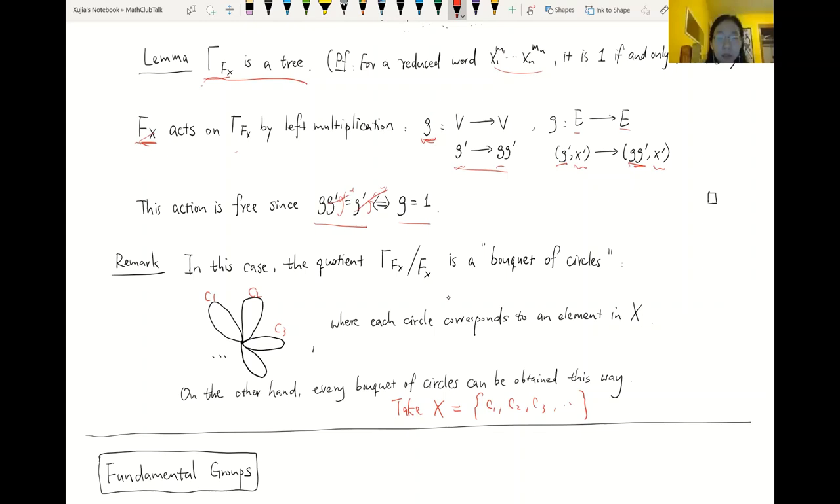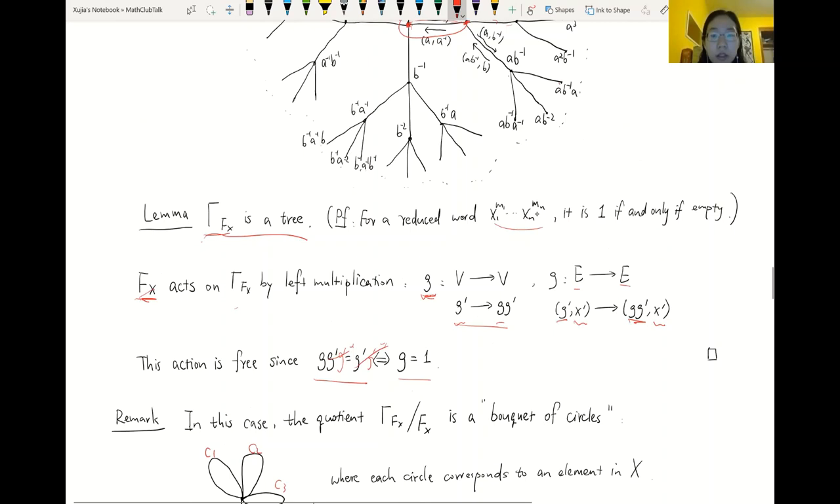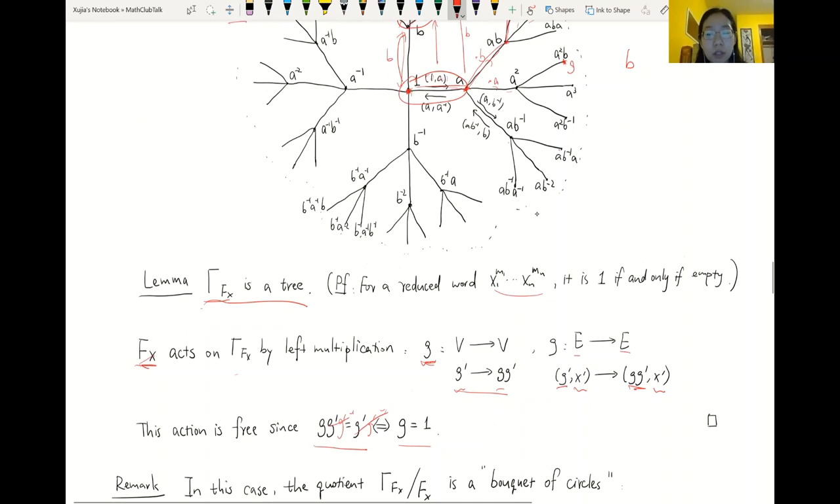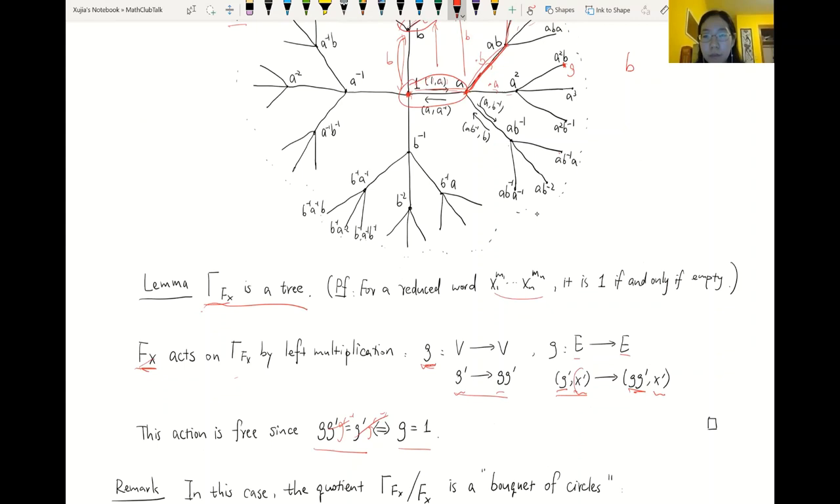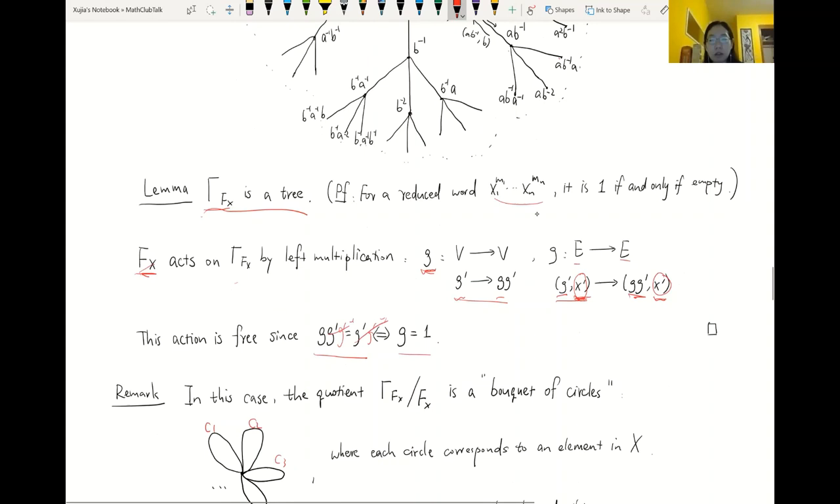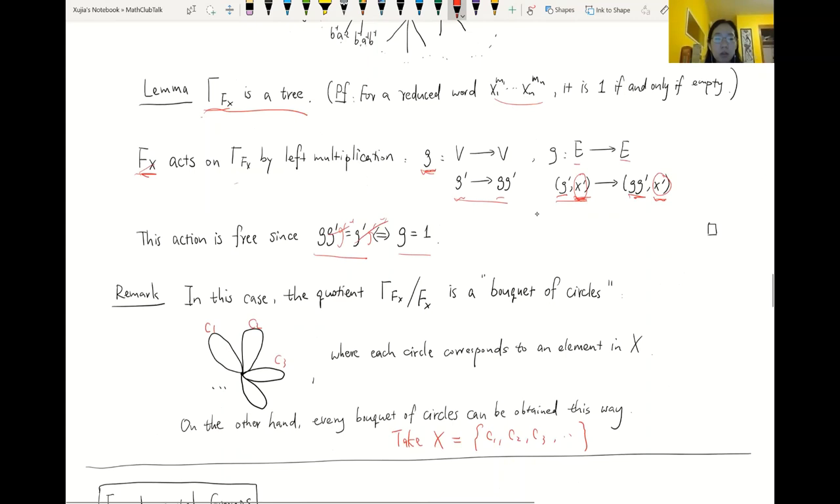Because consider an edge here. What are all of the other edges that are in the same orbit as it? When you act on an edge by G, it doesn't change this part. On the other hand, every edge which has the same second component can be mapped to each other by an element in G. So the edge orbits are precisely the elements in this set of generators X. So every bouquet of circles can be obtained this way as well. The circles are in one-to-one correspondence with elements in X.